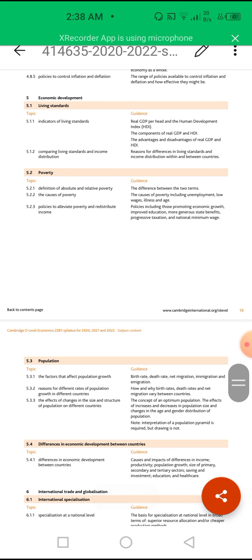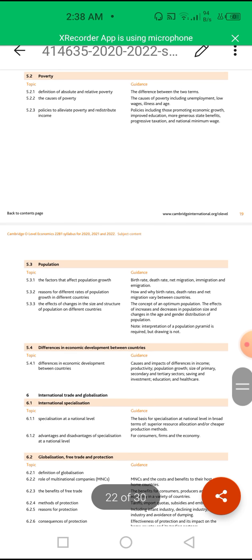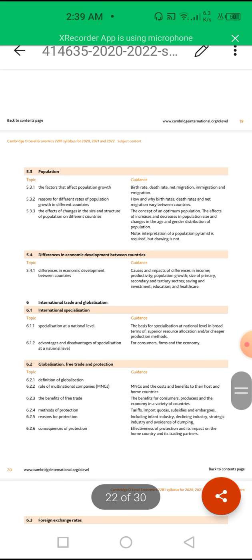Then the population, and how the population influences decision making in the macroeconomic policies. Differences in economic development between countries: some countries are more developed, some are less developed, some are developing. Then international specialization at national level. What about the nations which have a competitive advantage and are specialized in a certain field, and how they can use that specialization with the help of economies of scale to get a competitive edge over others? These kinds of things will be studied in that.